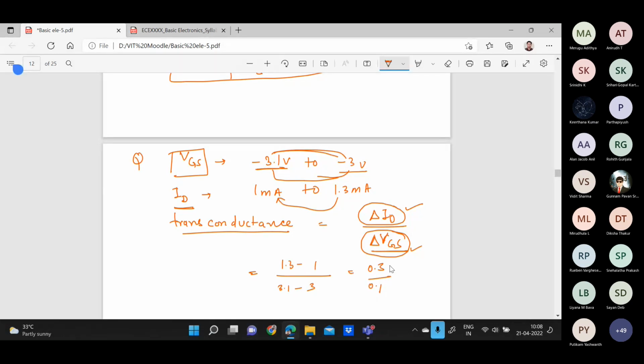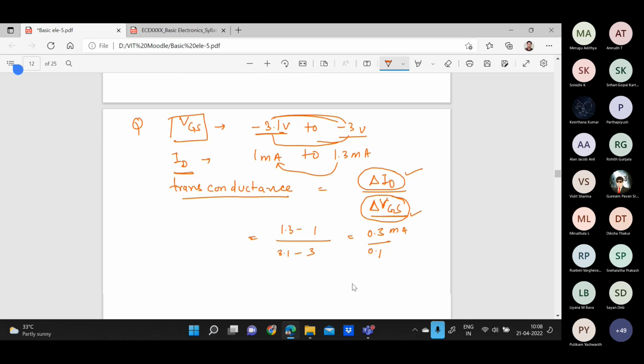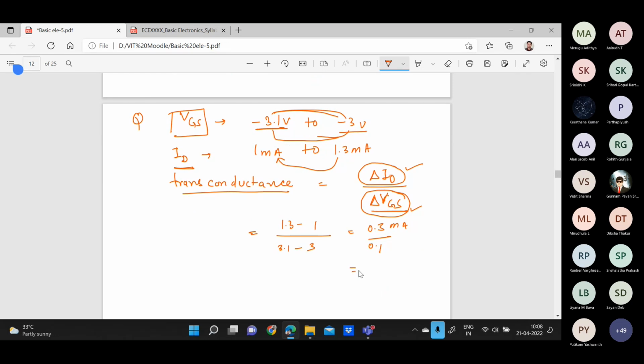Right? And here it was milliamps, right? So it's milliamps. So it will give you a value of 3 milliamps per volt, right? This is milliamps and this is volts. So the transconductance is given as GM. Transconductance is given by the symbol GM.